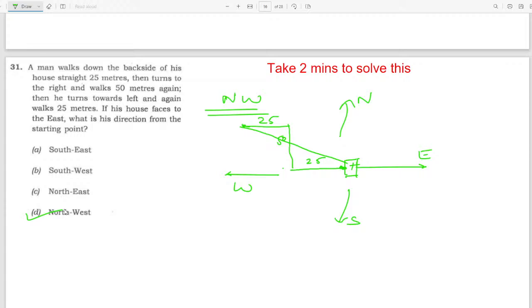I hope this is clear. Basuraj Patil, if it's not clear, please let me know. I'll be happy to clear your doubt. If it's clear, we'll move to the next question. But, considering this as east, that's also okay.